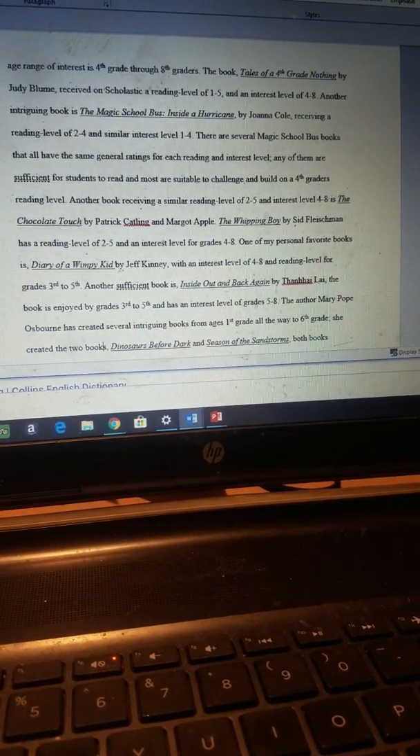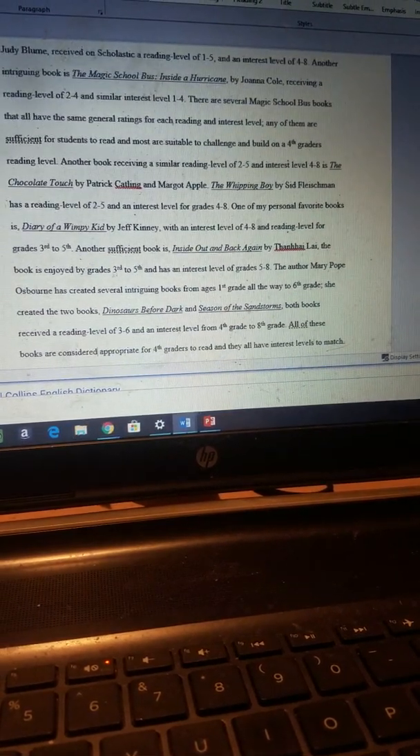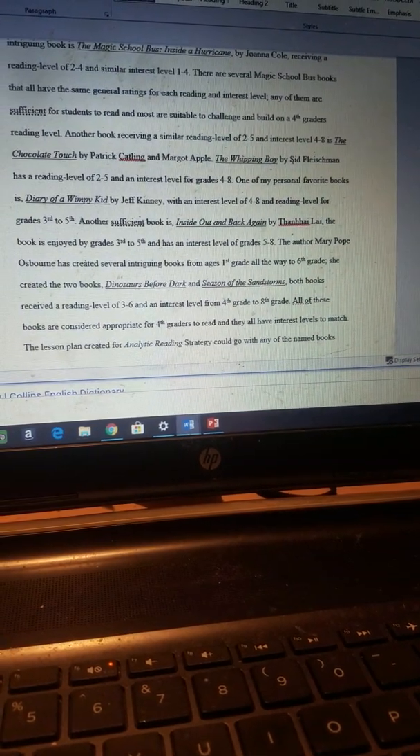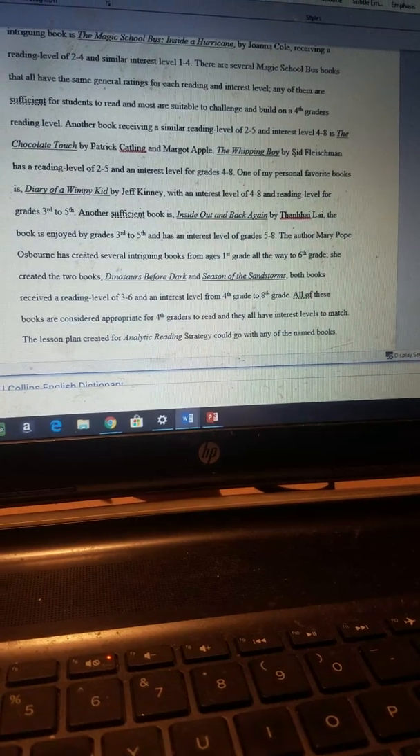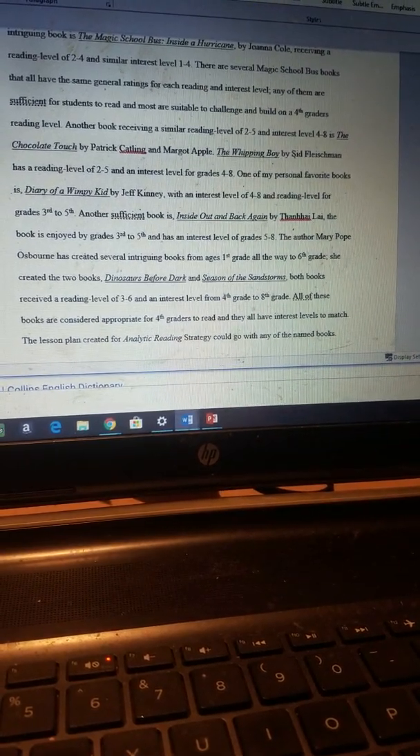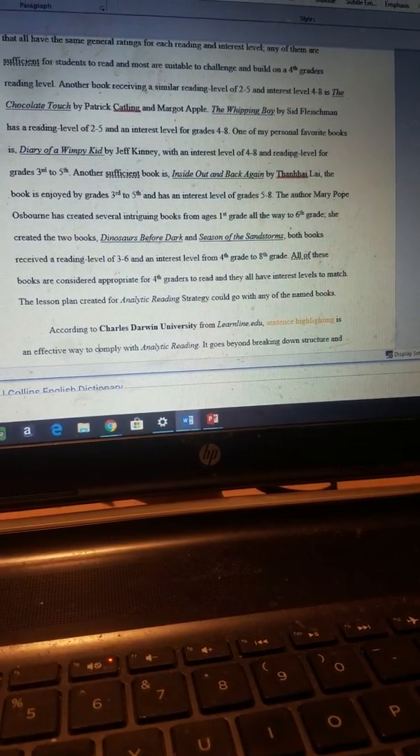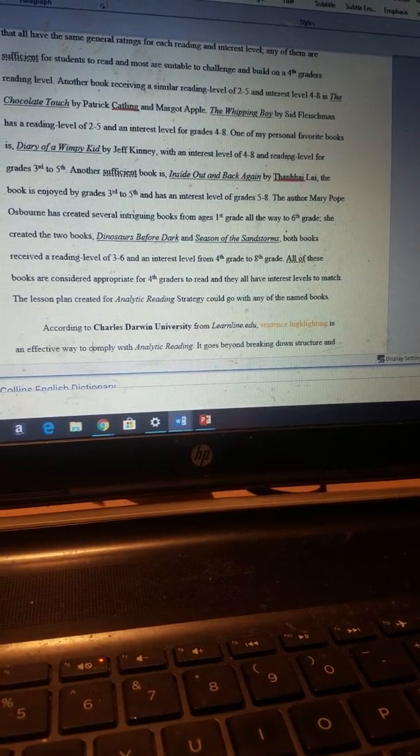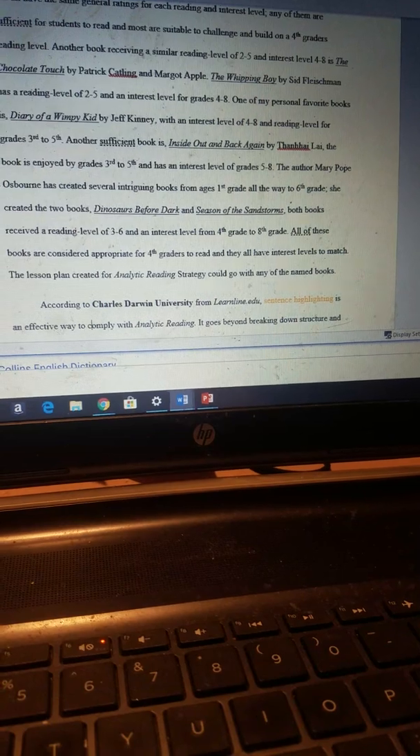grade's reading level. Another book receiving a similar reading level of 2 through 5 and interest level of 4 through 8 is The Chocolate Touch by Patrick Skene Catling and Margaret Apple. The Whipping Boy by Sid Fleischman had a reading level of 2 through 5 and an interest level of 4 through 8. One of my personal favorite books is Diary of a Wimpy Kid by Jeff Kinney with an interest level of 4 through 8 and reading level of 3rd to 5th grade. Another sufficient book would be Inside Out and Back Again by Thanhha Lai. The book is enjoyed by 3rd to 5th grade and has an interest level of 5 through 8.